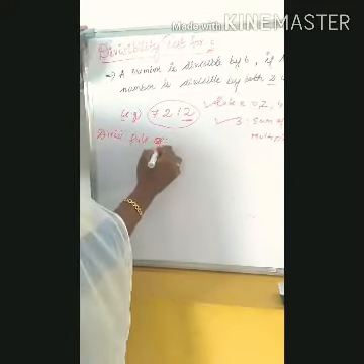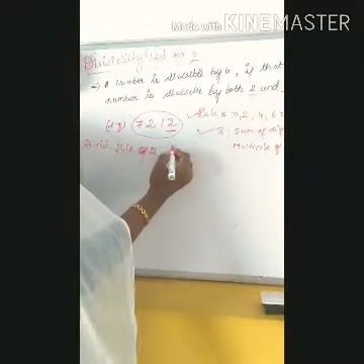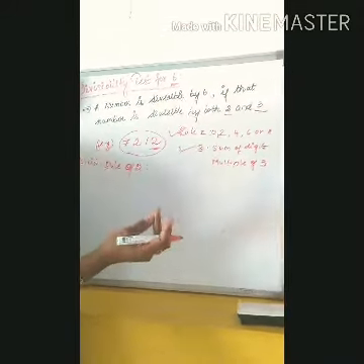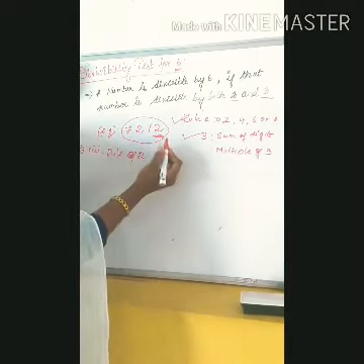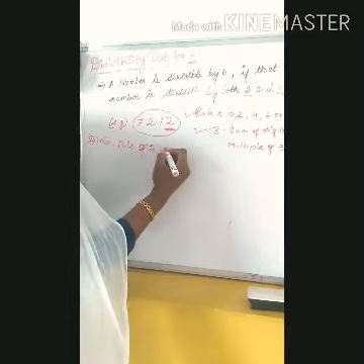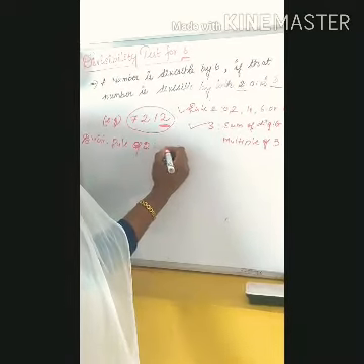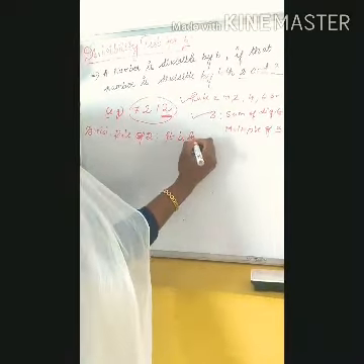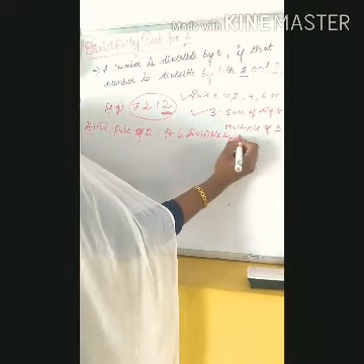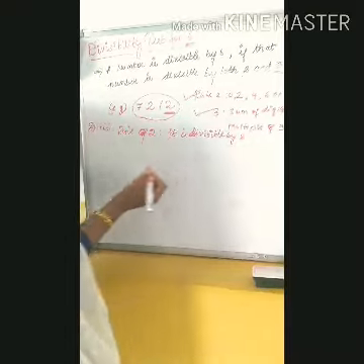Divisibility rule of 2: the ending digit should be either 0, 2, 4, 6 or 8. In this number the ending digit is 2, so it satisfies this rule. So it is divisible by 2.